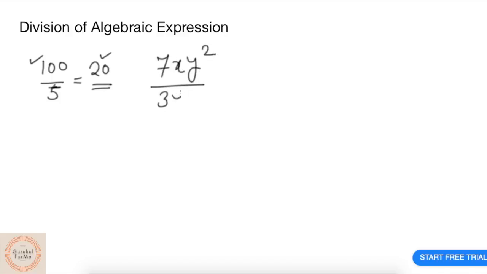So, division of an algebraic expression. Now assuming we had a number like 100 and you divide it with 5. What is the answer? 20. So this is an integer, you divided with another integer and you got an answer. Can we say that 7x y square divided by 3y is one algebraic expression divided by another algebraic expression? Can we solve this? We remove the like terms here, y, we removed one y here, and the answer is 7x by 3. So we are dividing the algebraic expression.